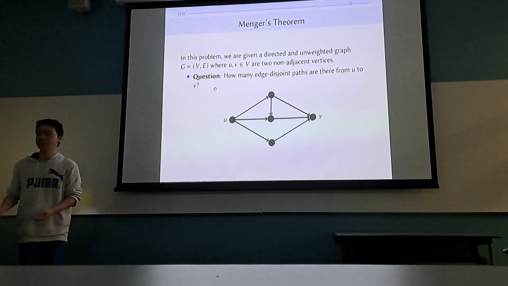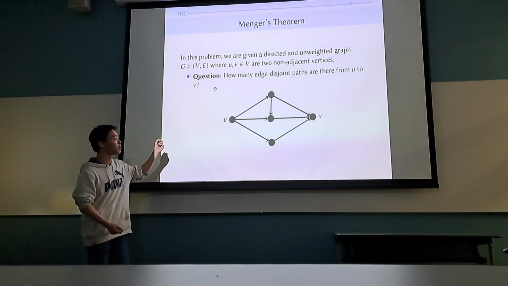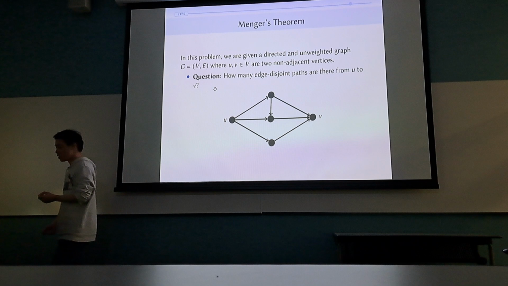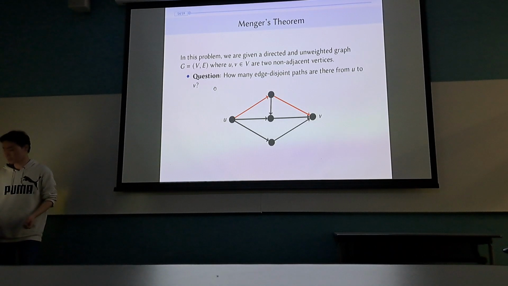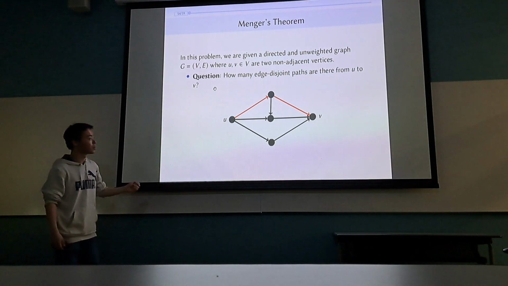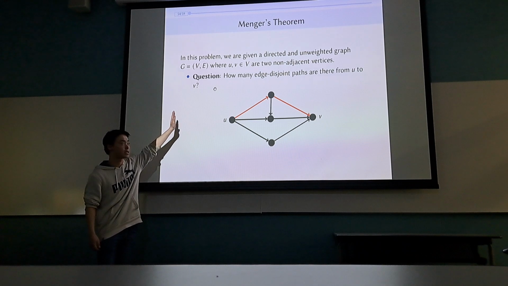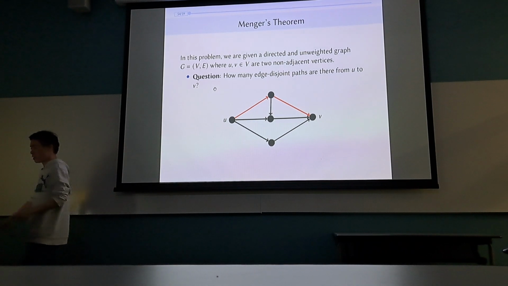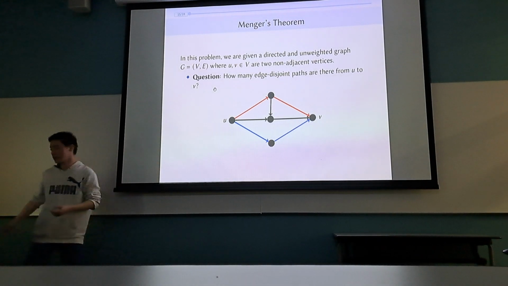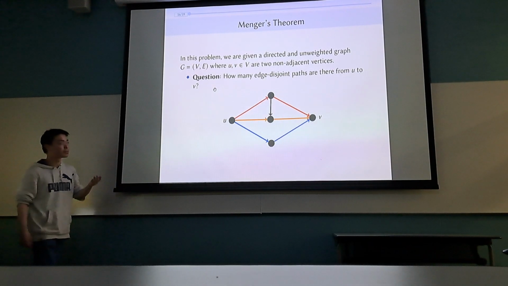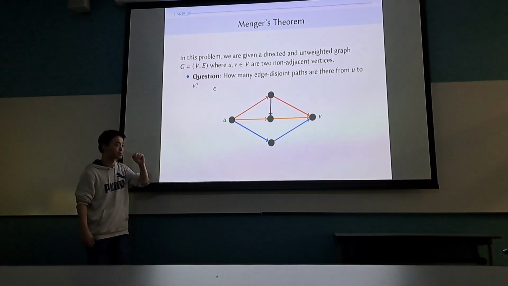The question we want to ask here is, how many edge disjoint paths can I have from U to V? If I look at this graph here, one possible path would be U to the upper vertex to V. Another one could be the lower path, and another one could be the middle path. So it seems like there are three edge disjoint paths from U to V.